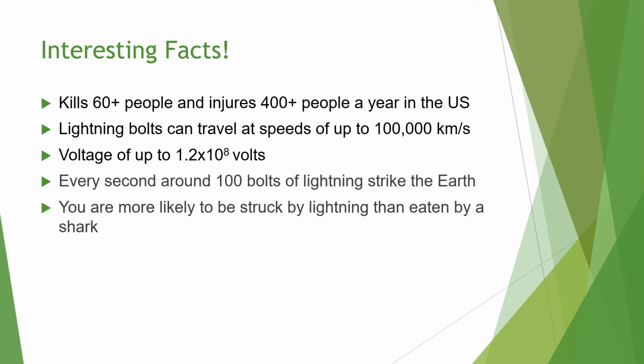Some interesting facts about lightning. It kills 60 plus people and injures 400 plus people a year in the US. Lightning bolts can travel at speeds of up to 100,000 kilometers per second. They can have a voltage of up to 1.2 times 10 to the 8 volts. Every second, around 100 bolts of lightning strike the Earth, and you are more likely to be struck by lightning than eaten by a shark.